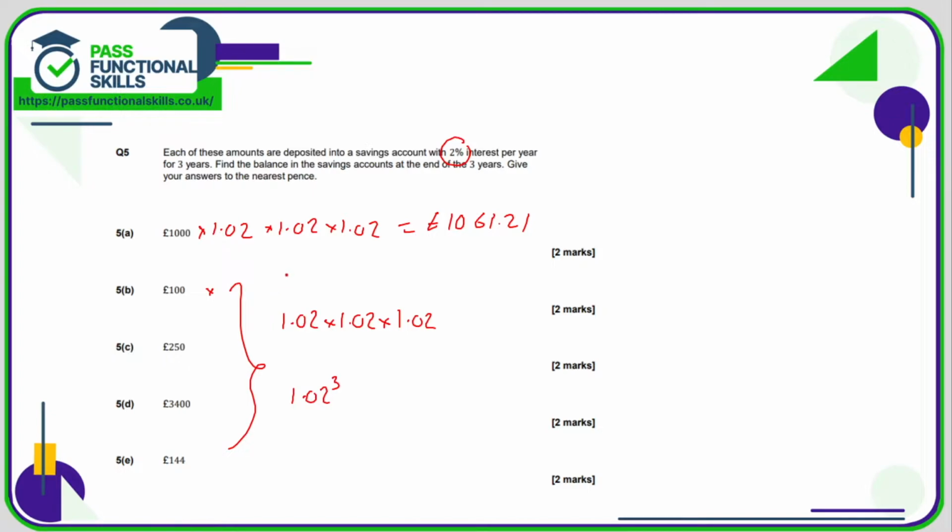So for B, it's going to be 106.12. For C, it's going to be £265.30. For D, it's going to be £3,608.11, and for E, it's going to be £152.81.